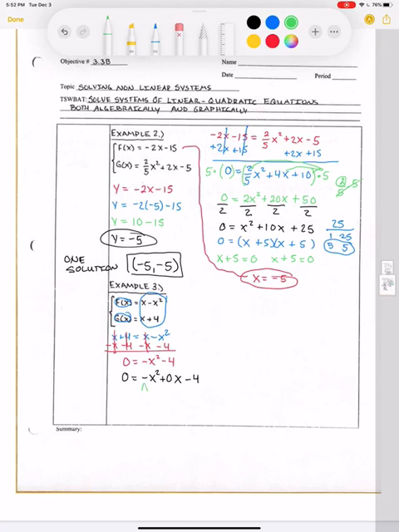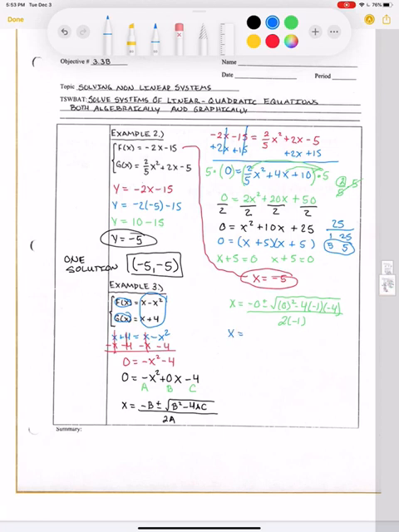I'm going to label my a, b, and c values, and I'm going to plug them in to the quadratic formula, which is x equals negative b plus or minus the square root of b squared minus 4ac all over 2a. So I'm going to plug everything in. I have x equals negative 0 plus or minus the square root of 0 squared minus 4 times negative 1 times negative 4 all over 2 times negative 1.